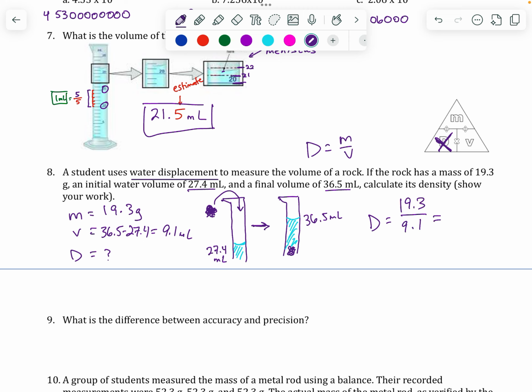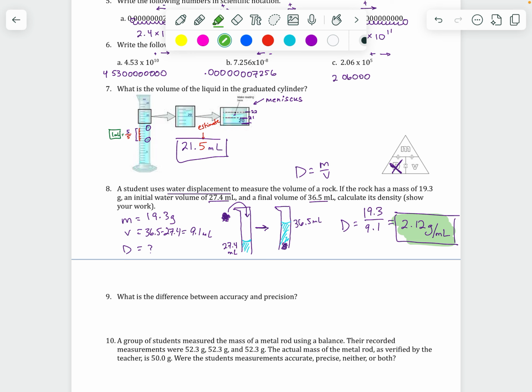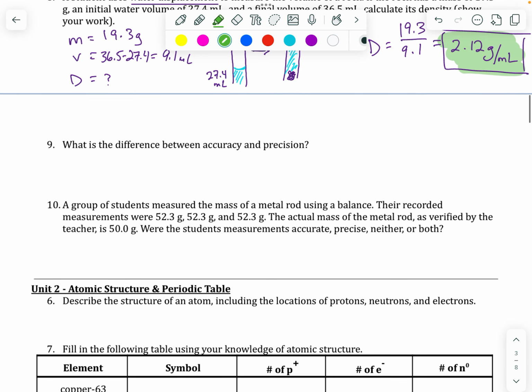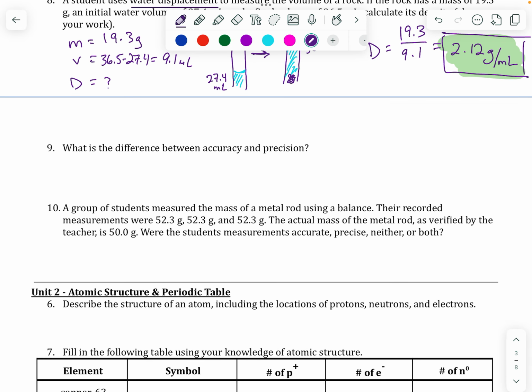And then that 19.3 divided by 9.1 is going to give us 2.12. And that unit will be grams per milliliter. All right, so there is our first of a few calculations that we will end up doing. But that is our water displacement. To round this off, we have our accuracy versus precision.